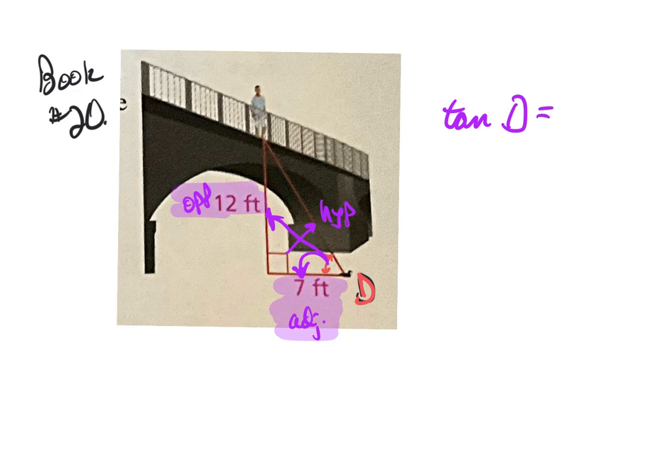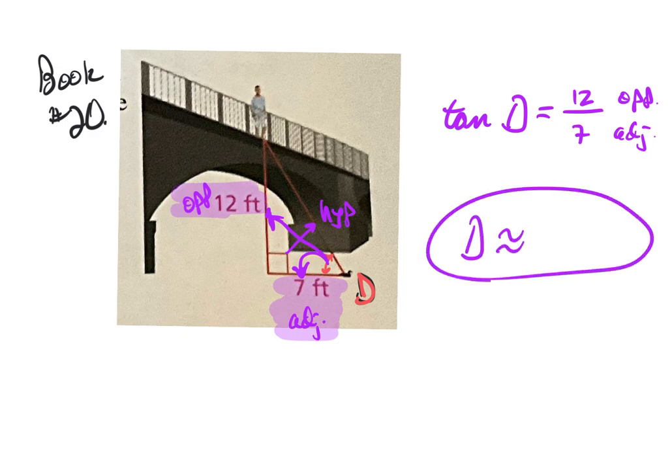So the tangent at the duck is going to be equal to the opposite side divided by the adjacent side. Our opposite side is 12, and our adjacent side is 7. Okay, so the tangent of D is equal to 12 over 7. We don't want the tangent attached, though. We just want plain old D. The question was, what's the angle from the duck up to the person? So we just want D.